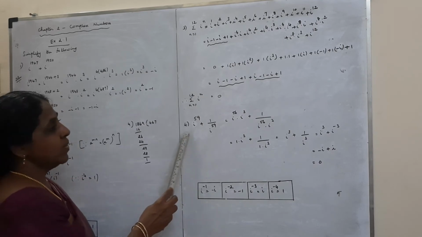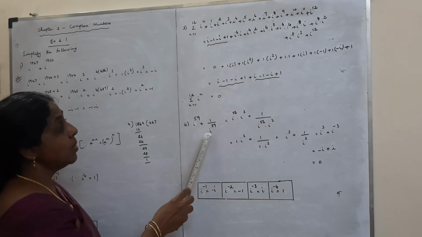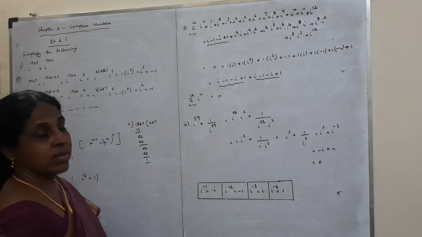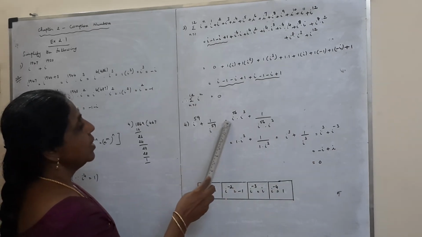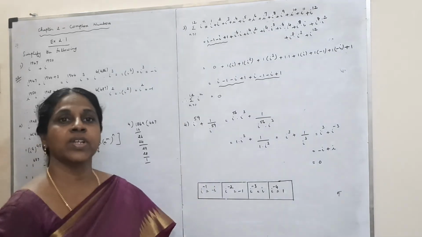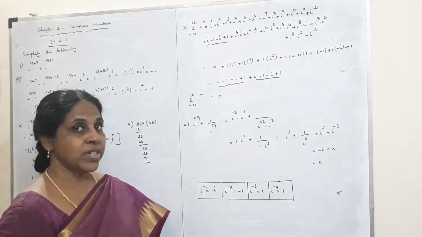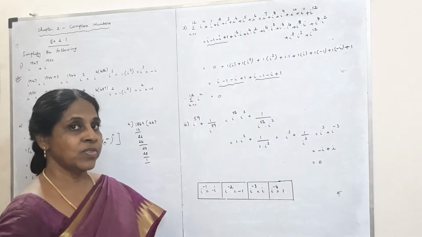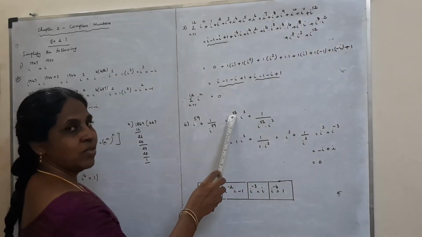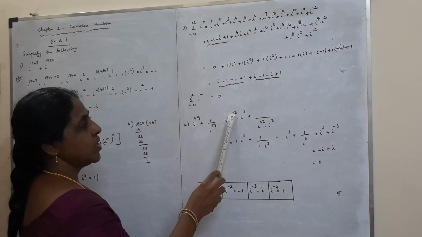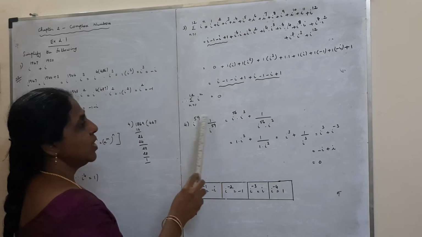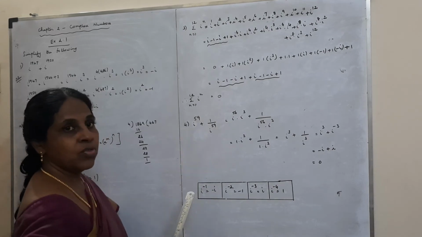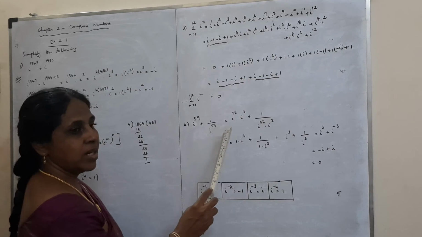Yes, we will go to the 4th one, a very simple problem: i power 59 plus 1 by i power 59. This is also again a negative power; you can take it to the numerator, or simplify whichever way is possible. Let us try. So i power 59. How can you write 59 as a multiple of 4? 56 plus 3. Because 14 fours are 56, it's a multiple of 4, so i power 56 will be 1. So i power 59 can be i power 56 into i cube. When you divide 59 by 4, the quotient is 14, which gives 56, and the remainder is 3.